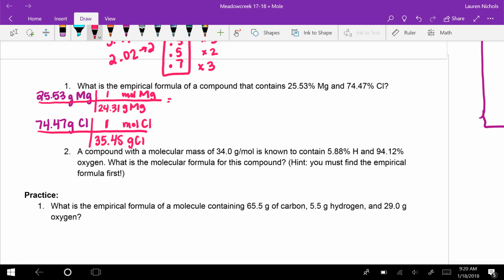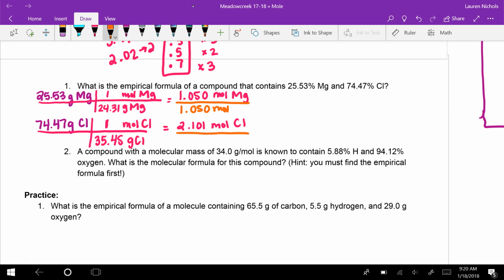When we take 25.53 and divide it by 24.31, we get 1.050 moles of magnesium. And when I divide 74.47 by 35.45, I get 2.101 moles of chlorine. Now remember, the third step is to divide by small. If I look at these answers, 1.050 and 2.101, we divide by the smallest one. So I'm going to divide all numbers by 1.050 moles.